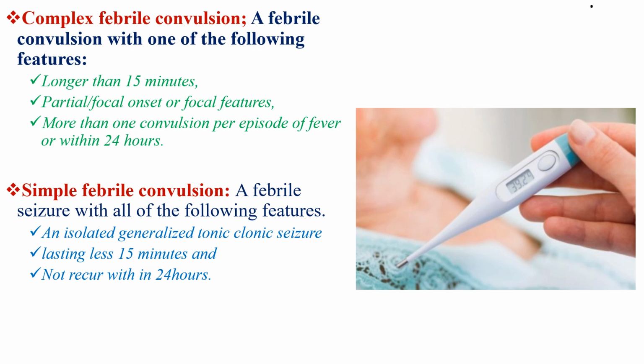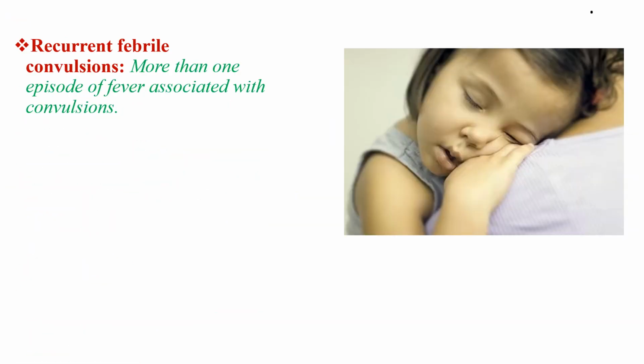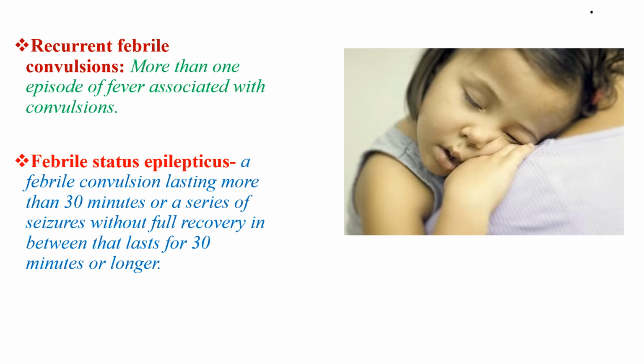Simple febrile convulsion or simple febrile seizure is a seizure with all of the following features: an isolated generalized tonic-clonic seizure lasting less than 50 minutes and not recurring within 24 hours. Recurrent febrile seizure is a febrile seizure with more than one episode. And febrile status epilepticus is a febrile convulsion lasting more than 30 minutes, or a series of seizures without full recovery in between that lasts for 30 minutes or longer.